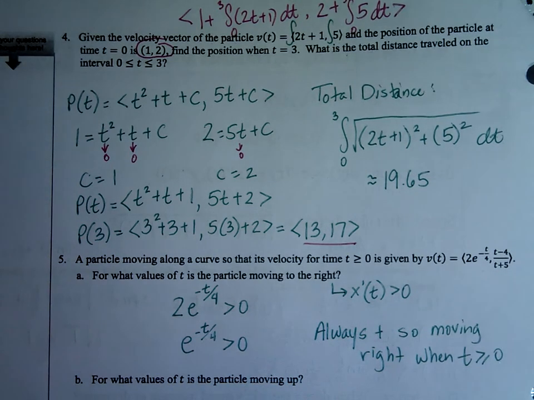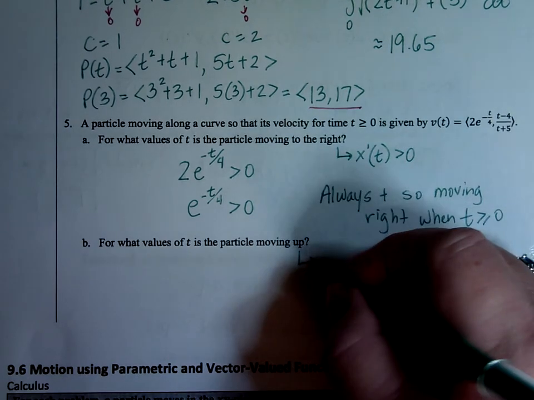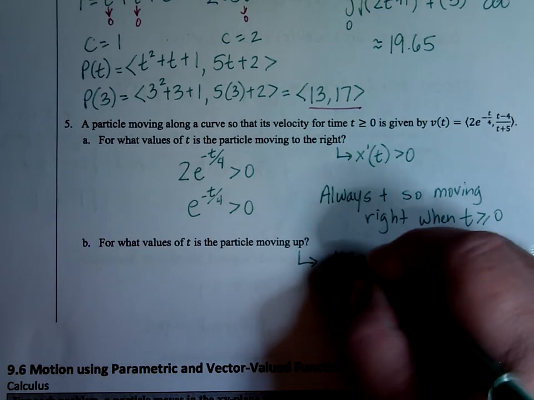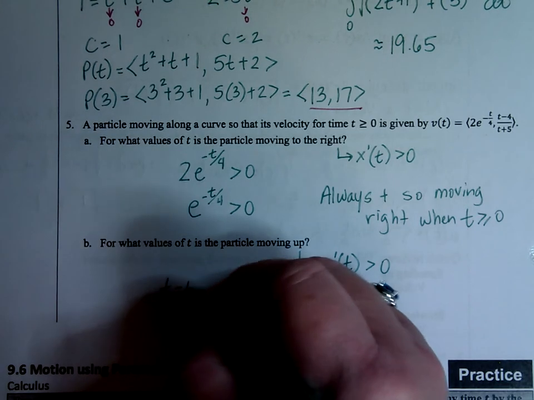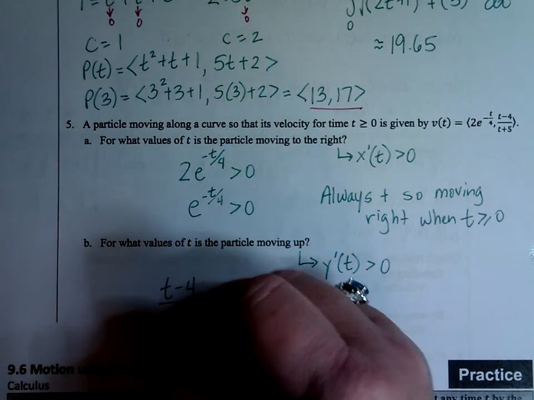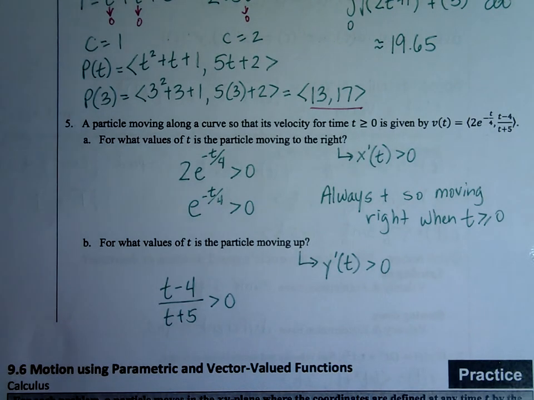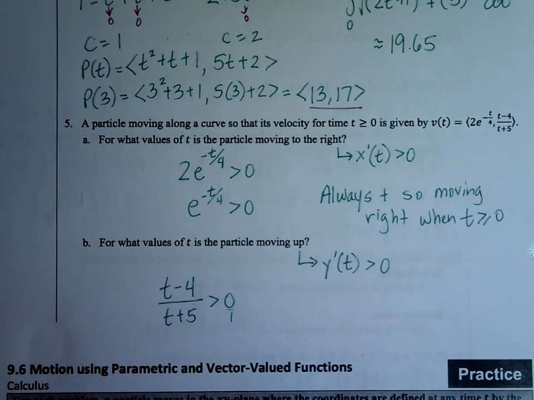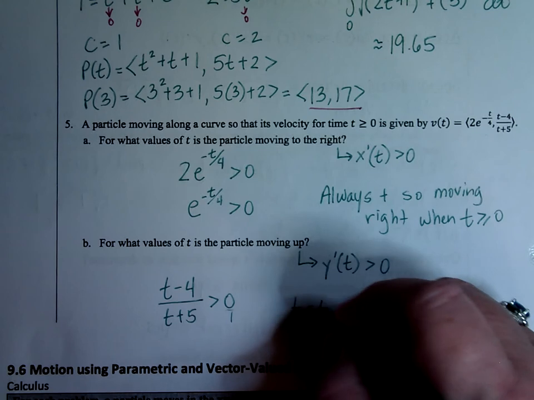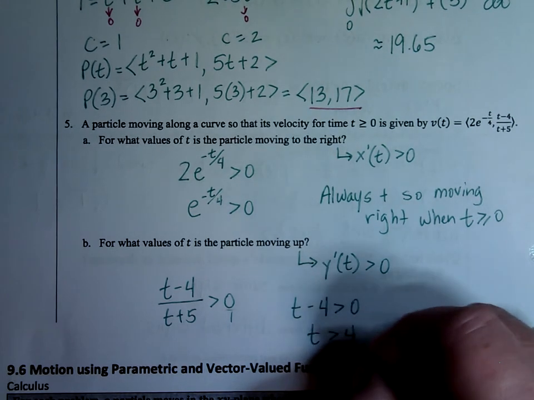For what values of t is it moving up? Well, that's dependent upon the y component. So I want to know when the y derivative is greater than 0. All right, so let's take the y component, t minus 4 over t plus 5. I want to know when that is greater than 0. I like to cross multiply, but you could also multiply both sides by t plus 5. Either way, the next thing you've got is t minus 4 is greater than 0. So if I solve that inequality, when t is greater than 4, the particle is moving up.